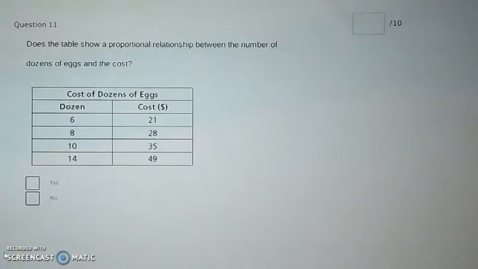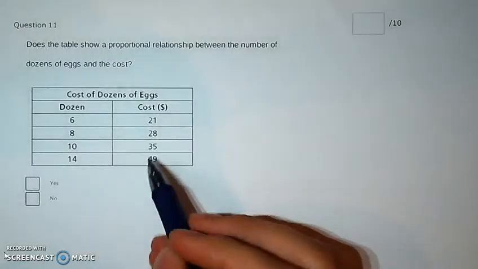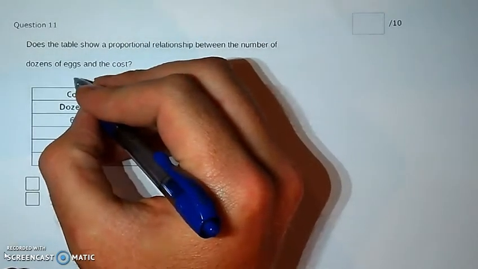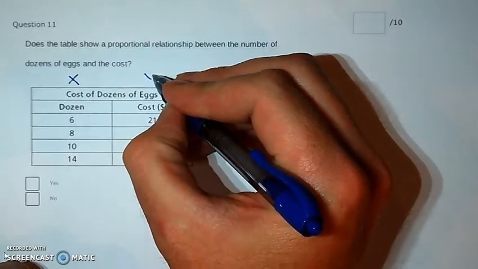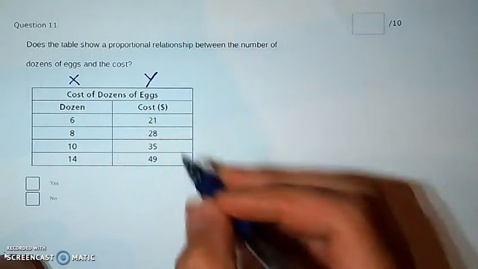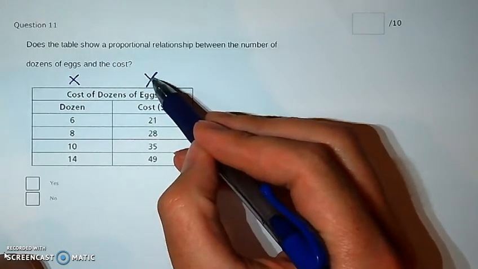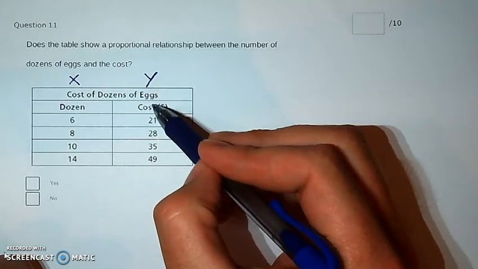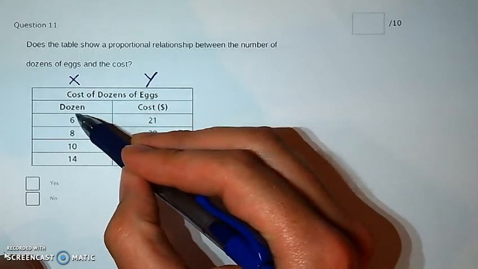All right, question 11. They want to know if this table shows a proportional relationship between the number of dozens of eggs and the cost. Anytime you see a table in math, typically the first column is going to be the x value and the second column will be the y value. That's typically true more often than not, but you can also remember that y is the dependent variable and therefore it depends on the value of x.